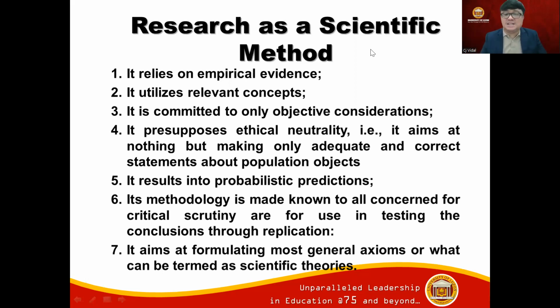Number 7, it aims at formulating most general axioms or what can be termed as scientific theories. So remember that theories are to be tested. It is also in the application of the scientific method in research that we generate or extend scientific theories. So those are the postulates that we have to support the explanation of research as a scientific method.